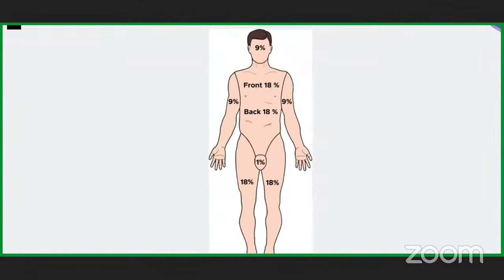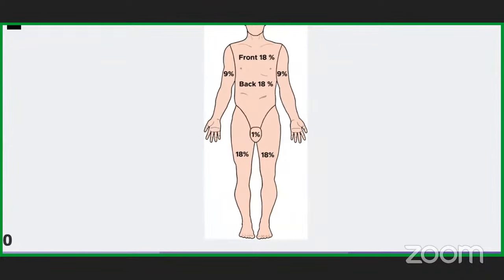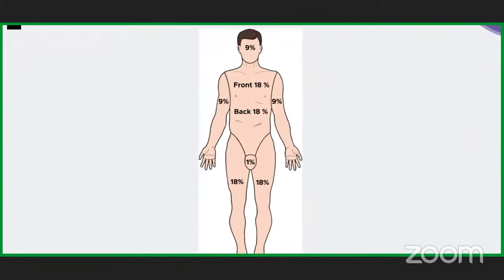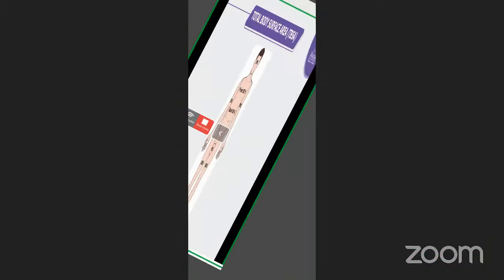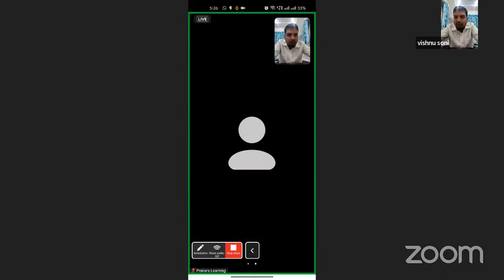Everywhere there is 9% or multiples of 9. Face is 9, upper limb, right upper limb, left upper limb, 9% each. And then the upper part of the chest, the front part of the chest, 9, back part 9, lower part abdomen 9, back part of abdomen 9. So it is written as front 18, back 18. Whole of the lower limb is 18, and the other side of the lower limb is 18. Genital is 1%. So this is the whole rule of 9. I will draw the diagram and explain this. I hope I am visible.